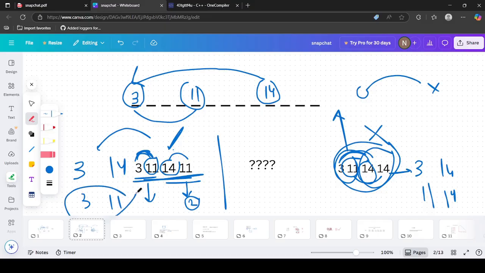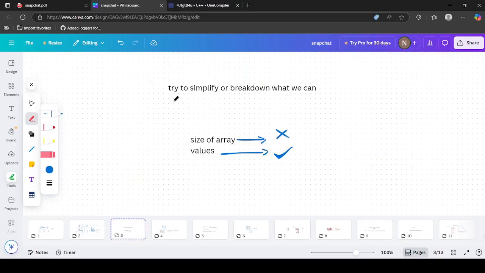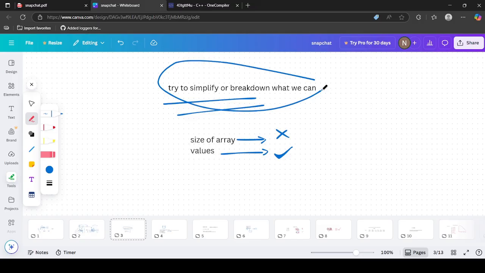So from this we are able to understand that for a given number it is difficult to decide which number to pair it with if there are many possibilities, because here we must pair with 11, and here we must pair with 14. So we cannot decide which number to pair with. So now let's try to simplify or break down as much as we can so that we can try to get an idea. So what are the things that we can simplify now?